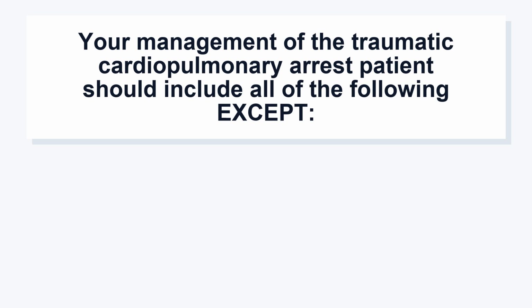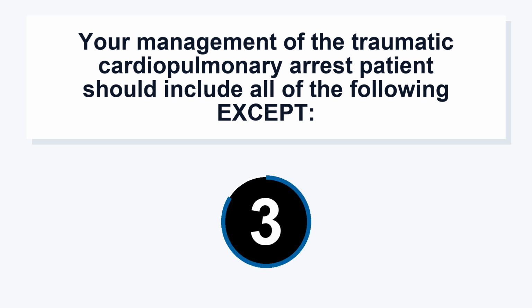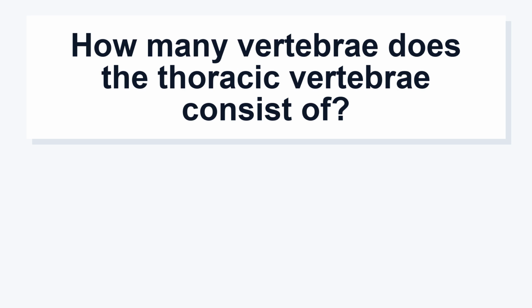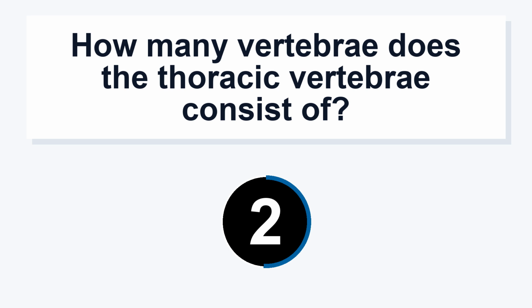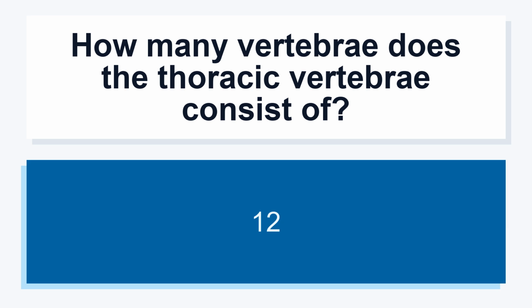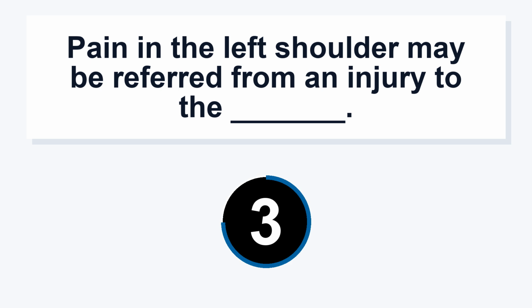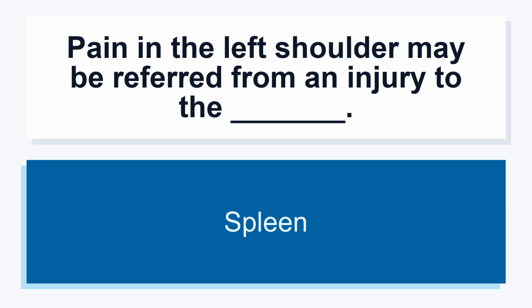Your management of the traumatic cardiopulmonary arrest patient should include all of the following except completion of all procedures prior to patient transport. How many vertebrae does the thoracic vertebrae consist of? 12. Pain in the left shoulder may be referred from an injury to the blank. Spleen.